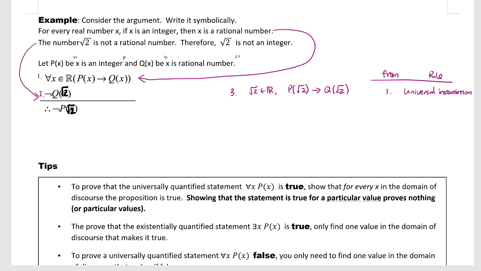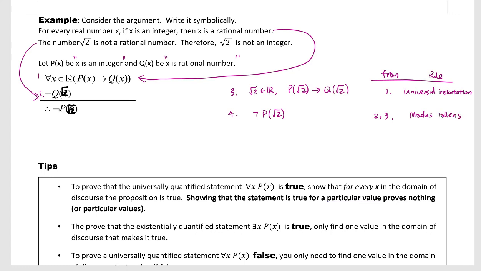So far so good. Next, we have not Q of square root of 2. Do you remember P of square root of 2 implies Q of square root of 2? The contrapositive is not Q of square root of 2 implies not P of square root of 2. Because we have not Q of square root of 2, we can conclude not P of square root of 2. This is from lines 2 and 3, and we are using modus tollens.